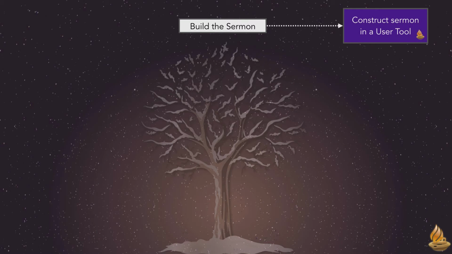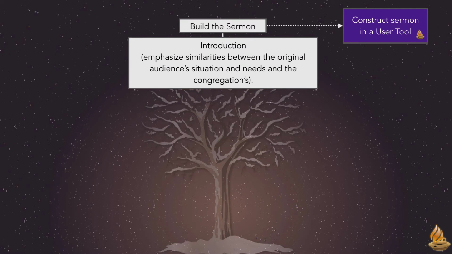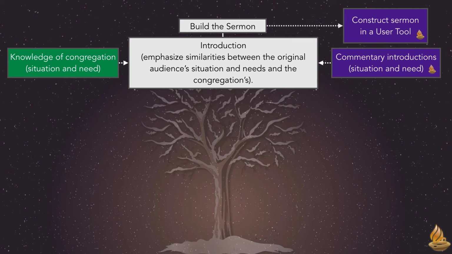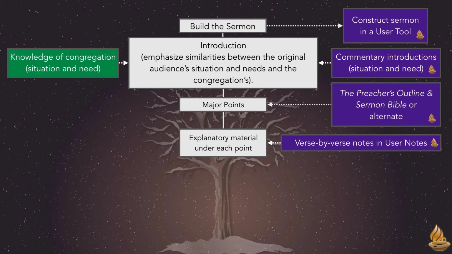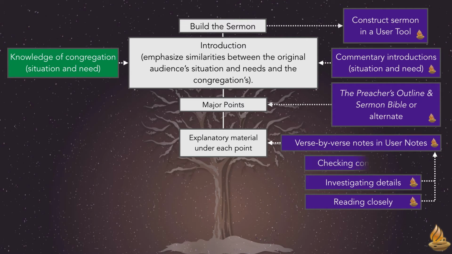The first part of the sermon, the introduction, is where we earn the right to be heard. It combines the commentary's description of the original audience's situation and need with our knowledge of our congregation's situation and need. The major points come next, and as we already saw, they're going to come from the preacher's outline and study Bible or some alternate, while the explanatory material under each point will come from our verse-by-verse notes and our user notes. As you remember, we recorded our notes from reading closely, investigating details, and checking commentaries.